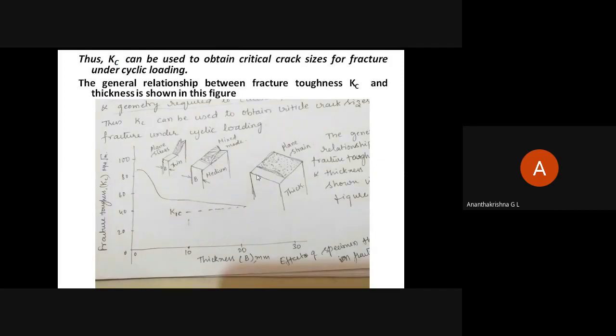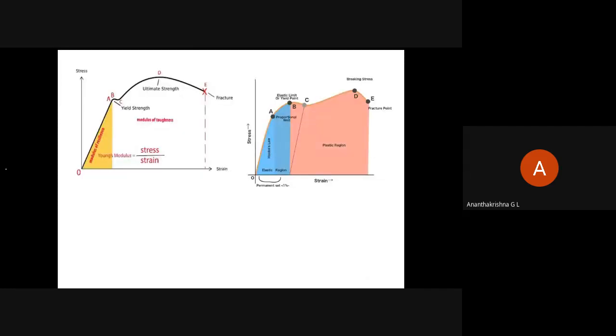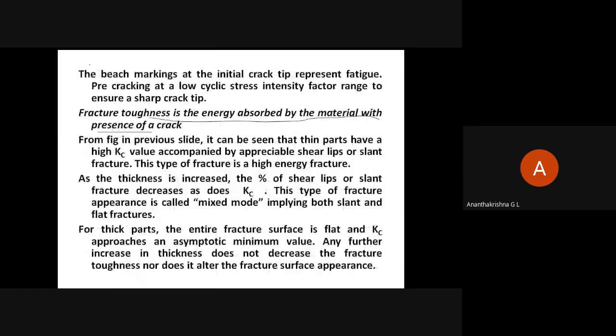Okay, now let's understand the importance of fracture toughness, what fracture toughness is and its features. The beach markings at the initial crack tip represent fatigue. Fracture toughness is the energy absorbed by the material with the presence of crack. Again, this is what I was telling: in the stress strain diagram, the area in the plastic region is called toughness. If there is the presence of a crack, then it is called fracture toughness. Again, it is the energy absorbed by the material with the presence of crack.